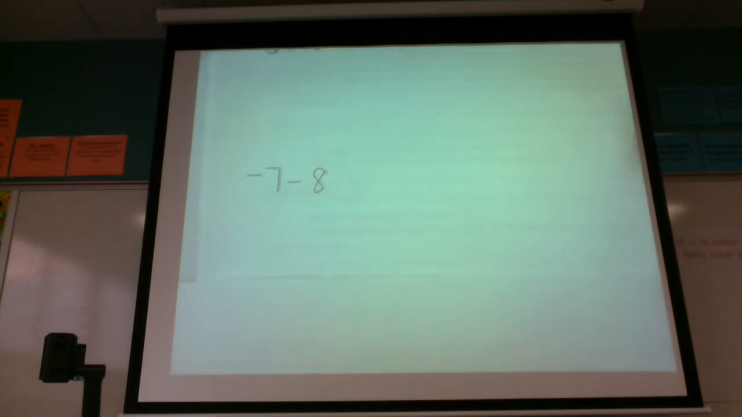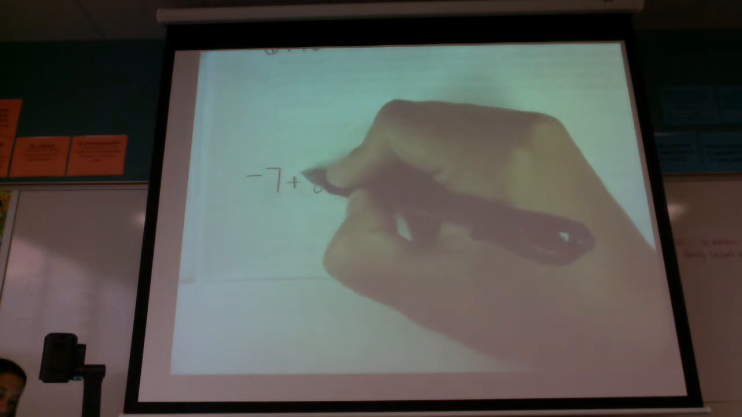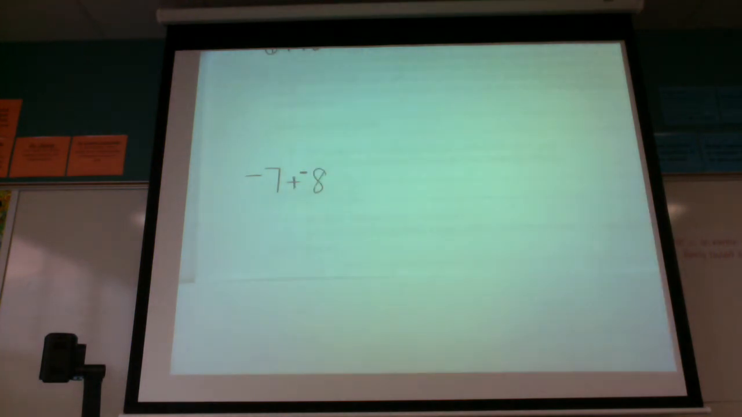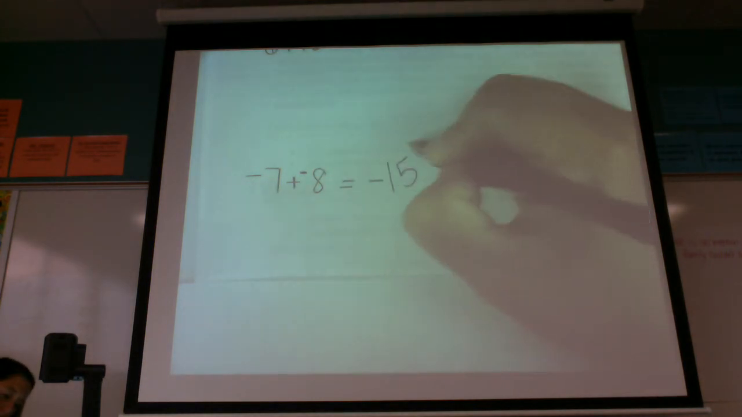So let's try that strategy with our next one. -7 minus 8. I'm going to change that to plus a -8. Remember, I'm not touching the first number, I'm just changing my minus to a plus and adding a negative sign there. So now I have two negative numbers. -7 plus -8. All right, well, that's -7 degrees, going down 8 more, that's going to give me -15 degrees out.